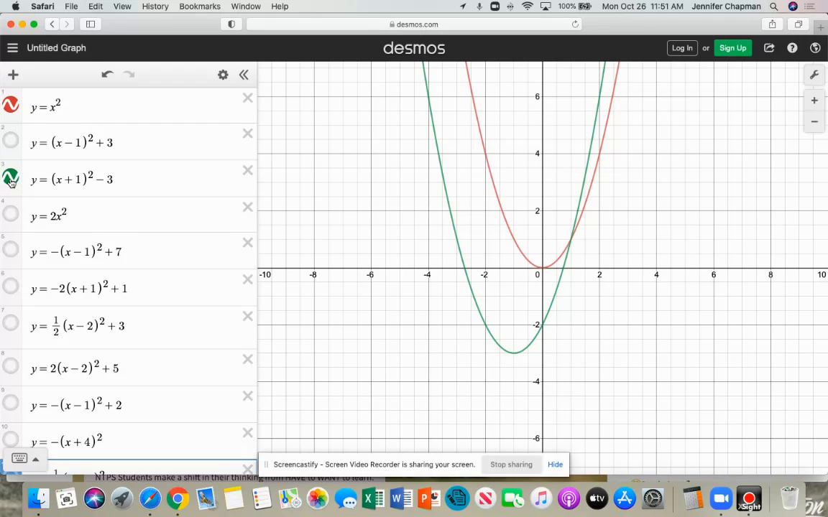Same thing with number 17. This is saying x plus 1, so I know in the opposite direction that would be left 1. So I'm going to move this vertex left 1 unit and down 3. So from my red function, the vertex moved left 1 and down 3.